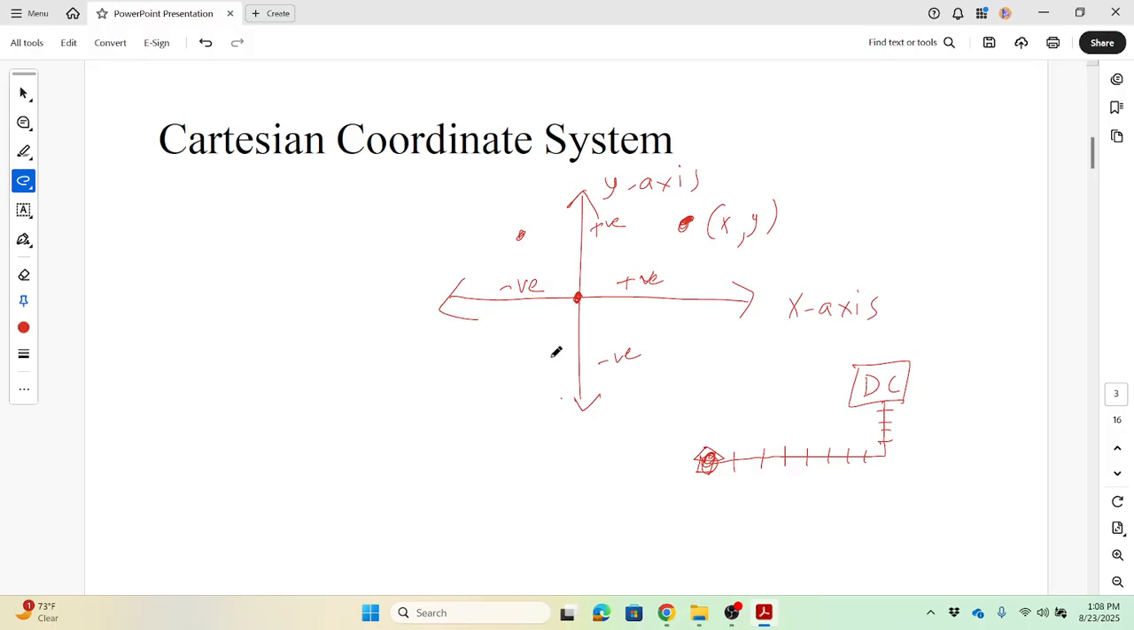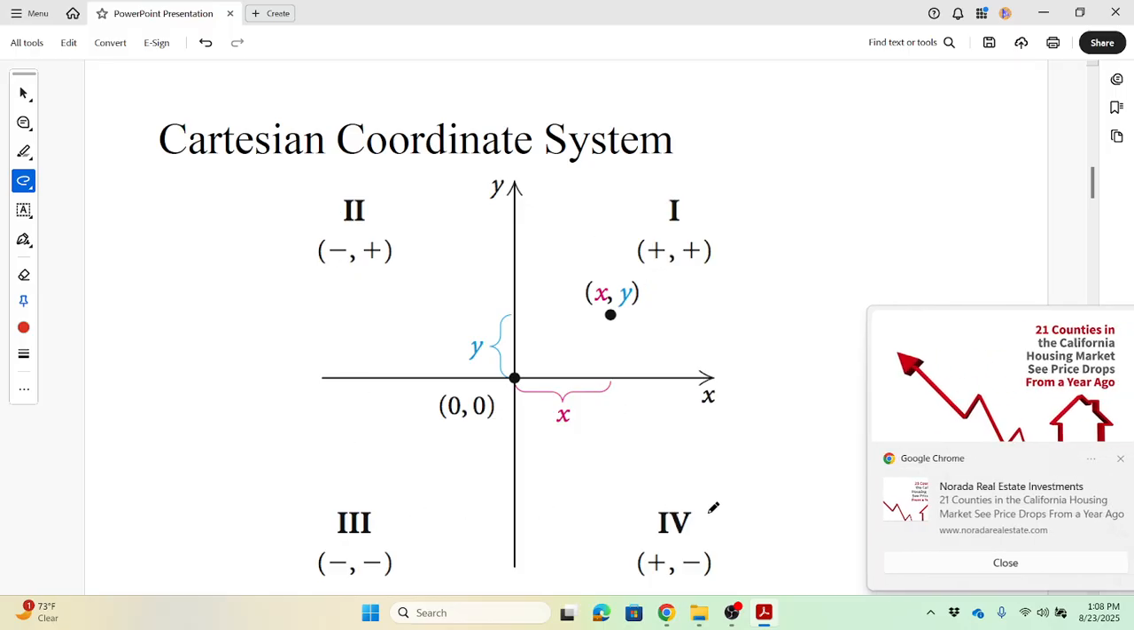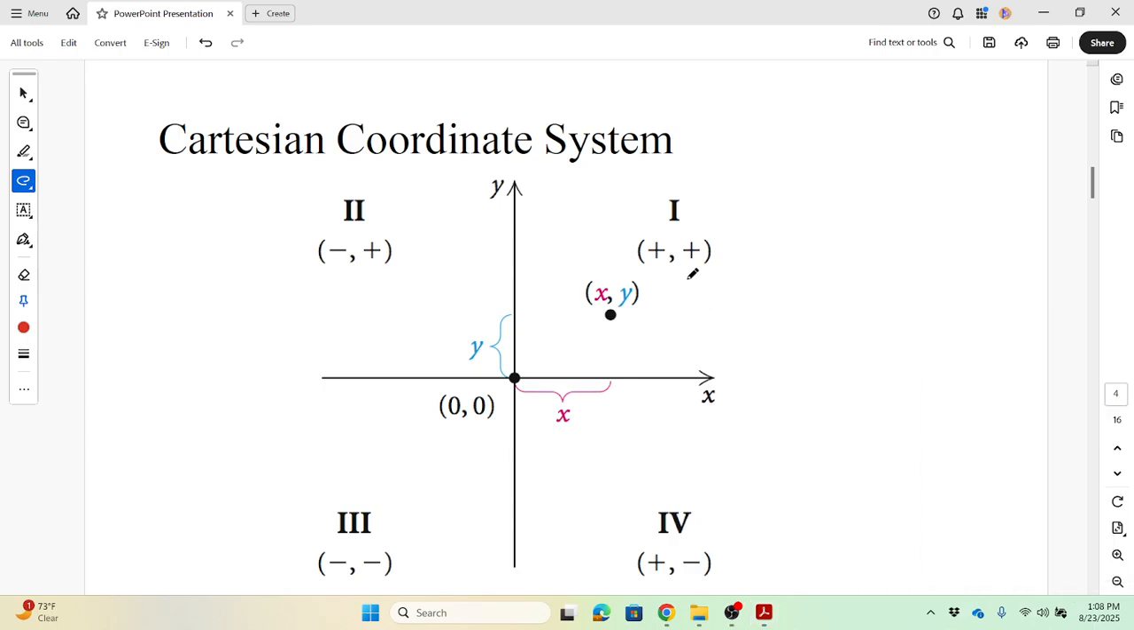Okay, so this system is called the Cartesian coordinate system. We can divide this system into four different parts. That's why it's called a quadrant: first quadrant, second quadrant, third quadrant and fourth quadrant. As you can see here, in the first quadrant the x-axis would be positive and the y-axis would be positive. So all the points you see in this quadrant have a positive x coordinate and a positive y coordinate.